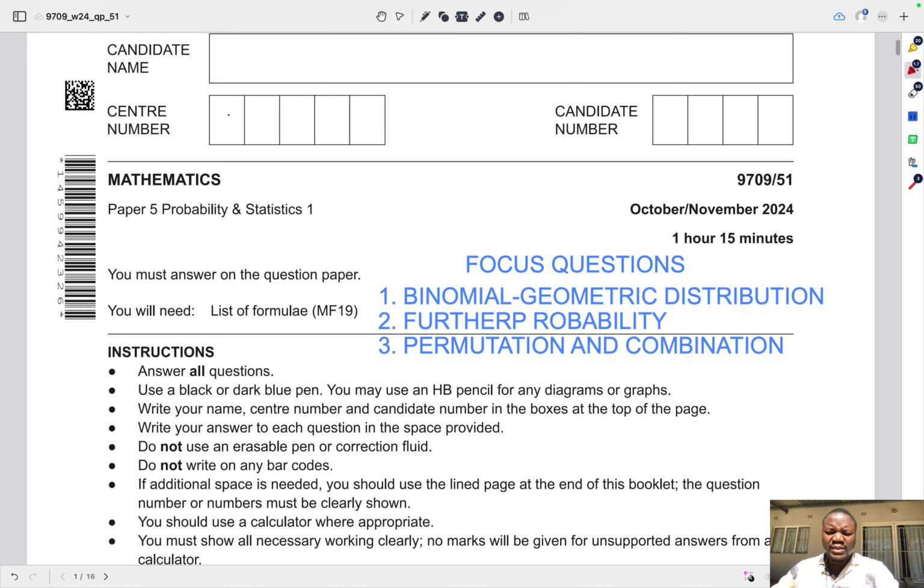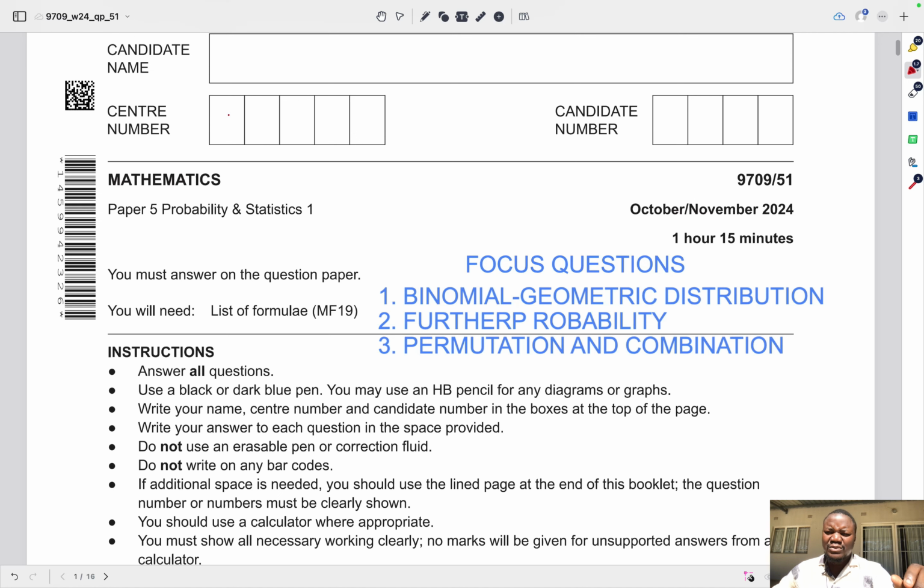This is going to be a series of 2024 Statistics 1, October, November statistics variant papers. Then we'll look at February, March, and May, June. Look out for this series of revision videos, as they are going to help you so much in understanding how to answer exam questions in statistics, which is probability and statistics paper 5.